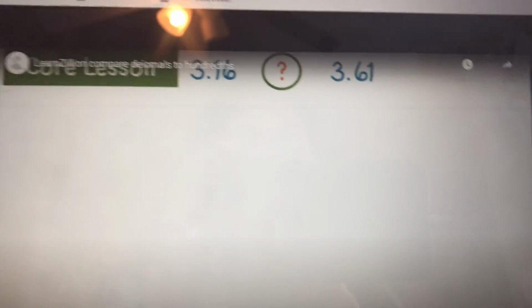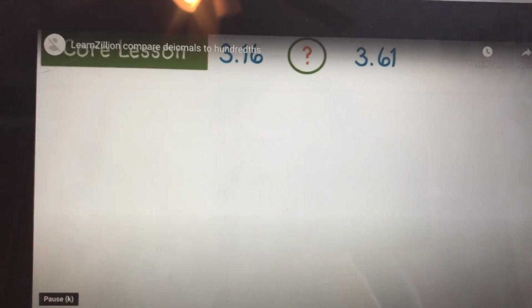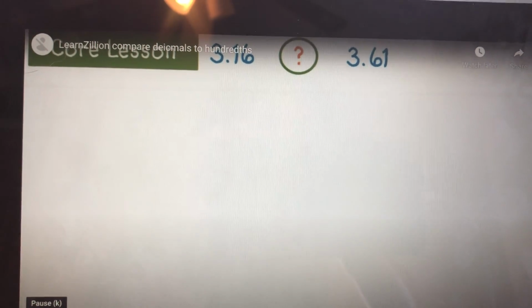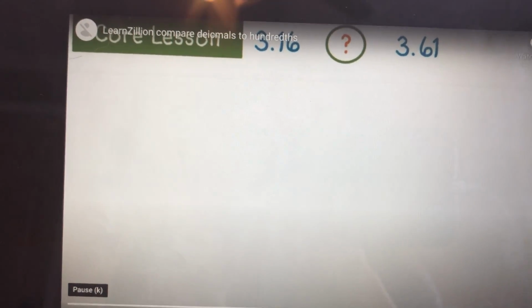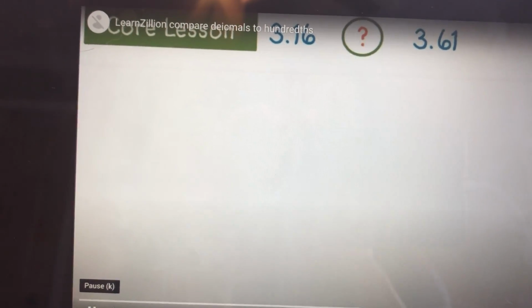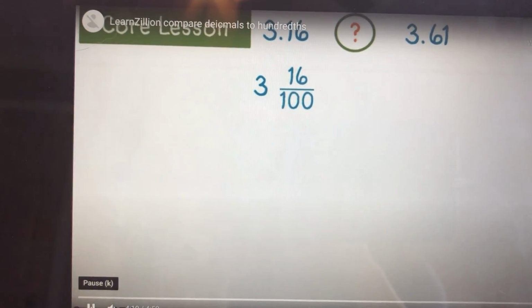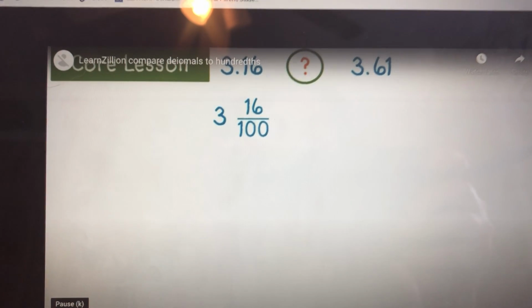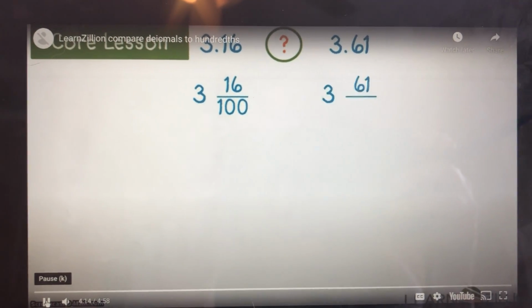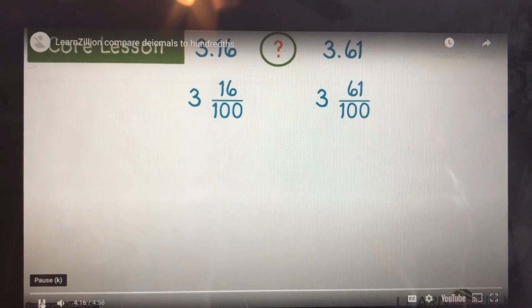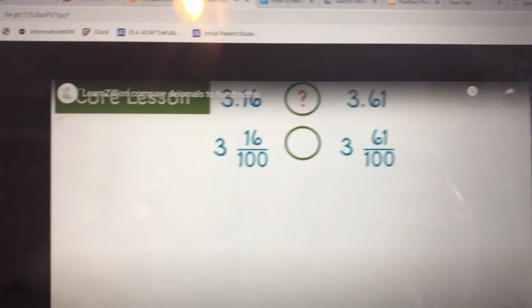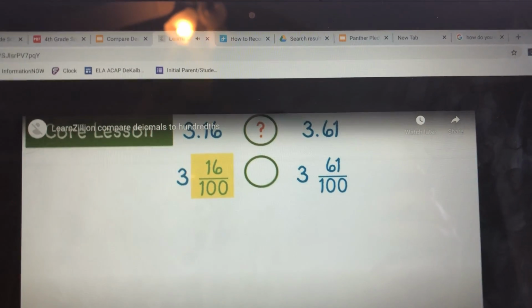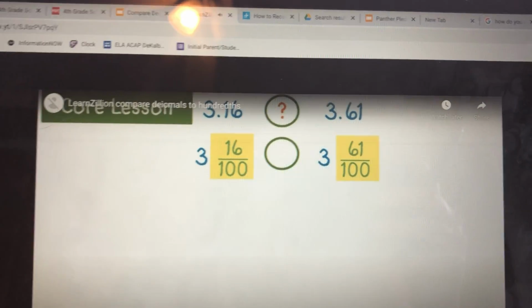Hundredths. The decimals have the same place value, so we know that the denominators will be the same when we rewrite them as fractions. 3 and 16 hundredths can be rewritten as the mixed number 3 and 16 over 100. 3 and 61 hundredths can be rewritten as 3 and 61 over 100. Since both numbers have 3 wholes, we really just have to compare the fractions 16 hundredths and 61 hundredths.